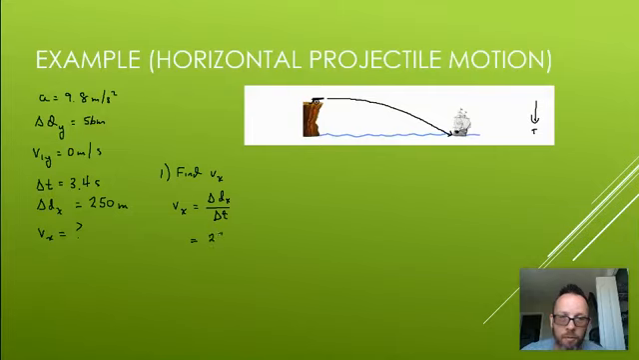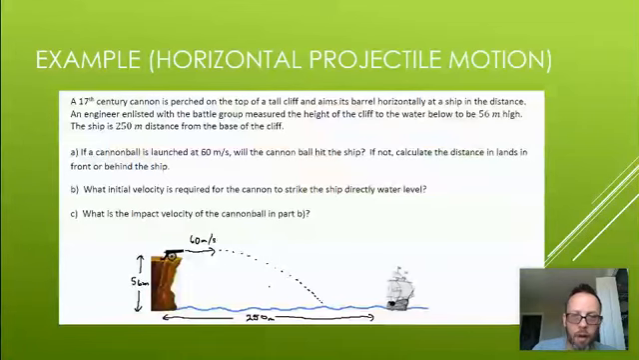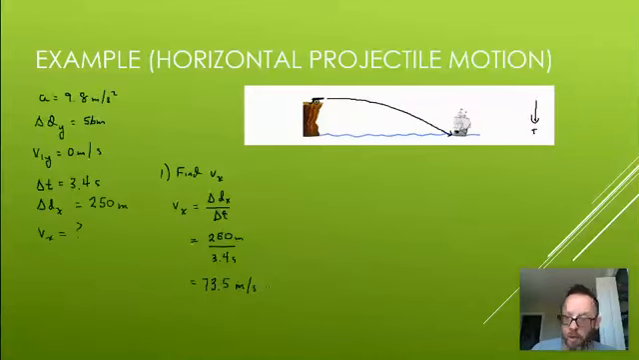Here it's 250 meters in 3.4 seconds. So we're expecting something a little bit bigger than 60. 250 divided by 3.4. I'd say call that 73.5 meters per second is the horizontal speed we need to get to that ship. And actually, I believe that's just the initial velocity required. Yeah, that's it. It's the speed required. We don't need 2 steps.